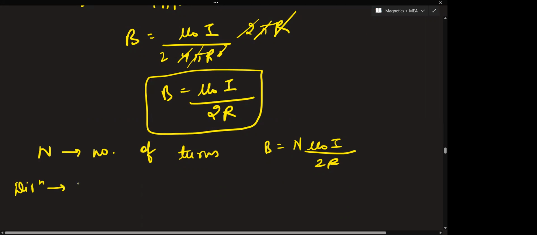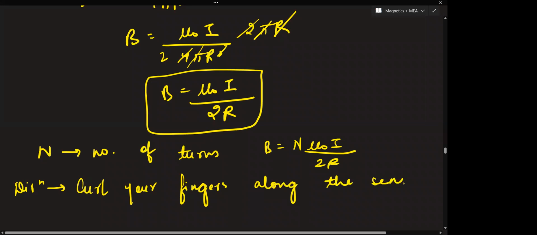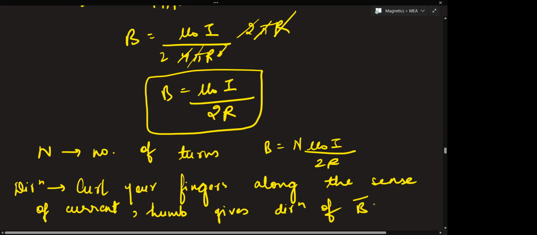Direction will be given by the right hand thumb rule. It means you have to curl your fingers along the sense of current, as I've told you. Along the sense of current means clockwise or anti-clockwise. This will be understood when we do questions. It gives the direction of the magnetic field. Add these 2 points as well into your notes.